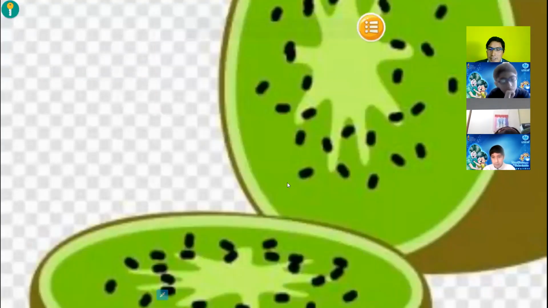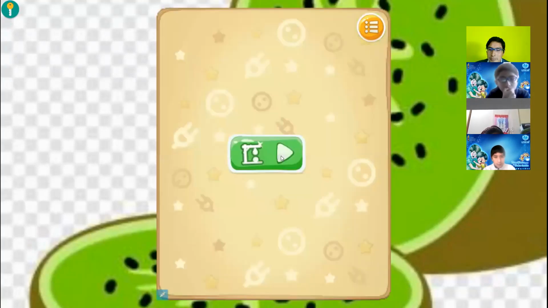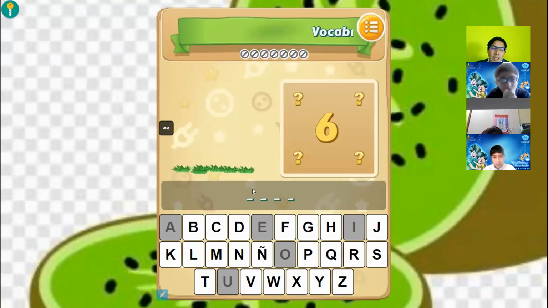For example, let's see. This is level one, and you need to discover what the vocabulary is, my friend. You have six opportunities to discover one of the words in your vocabulary.